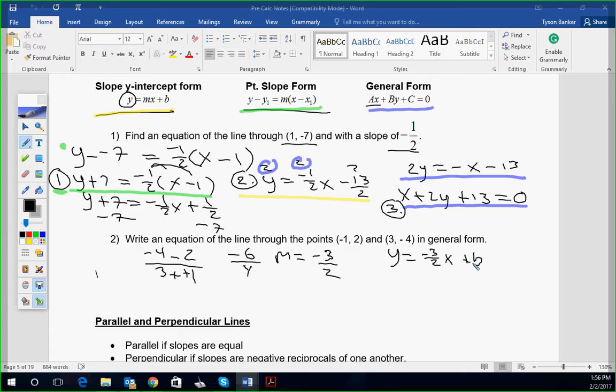What can we do? Yes, but in what way? Because we have x and y's though, right? Put a point in, exactly. So we're going to put a point in. Put the 3 for x, put the -4 for y, or you can use the -1, 2. It doesn't matter. I guess -1, 2 is probably a little easier numbers. Let's do that.